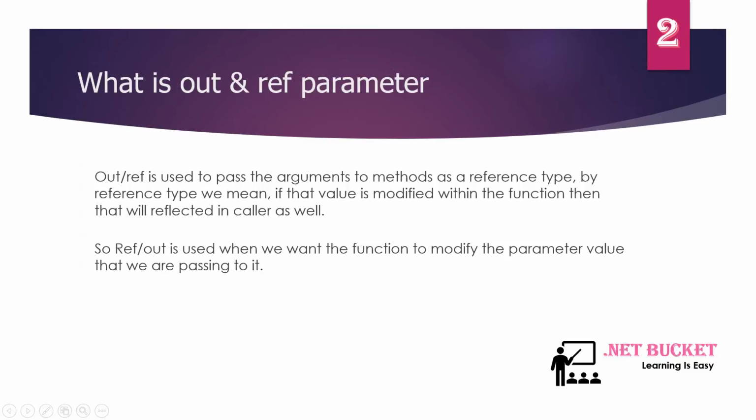Okay, so basically you can say out or ref parameter is used to pass the argument to a method as a reference type. By reference type we mean that if that value is modified within a function, then that will reflect in the caller as well, right? So when you want your function to modify the parameter value, that time you will be using a ref or out parameter. So to understand this in detail, let's jump to coding.